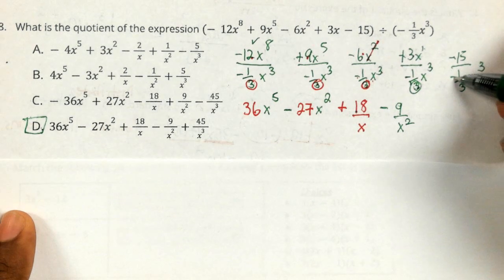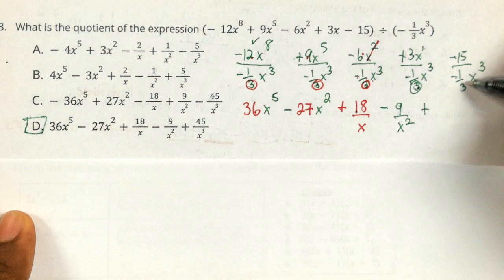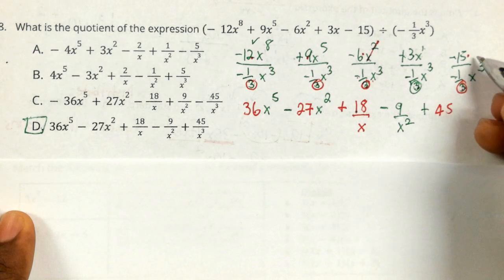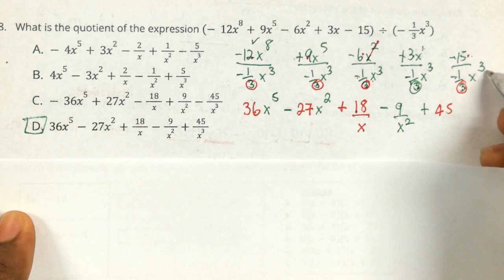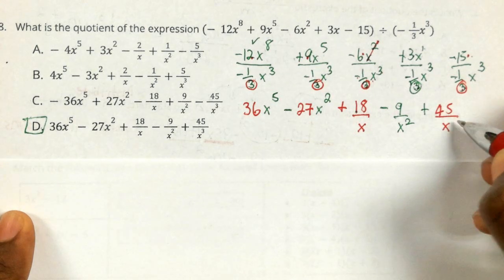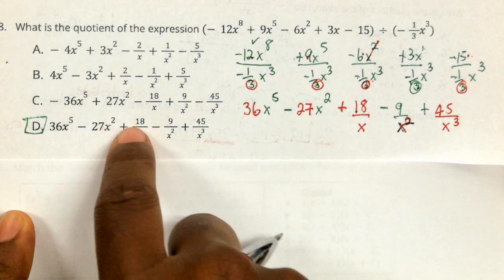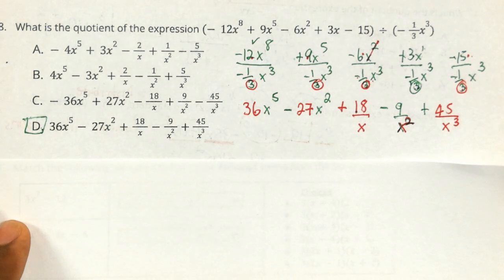Alright? Negative by negative is a positive. Alright? When you divide by a fraction, you multiply the denominator by the numerator. 3 times 15 is 45. We have no x's up here. We have 3 x's down here. So we only have 3 x's down there. Alright? So again, guys, exactly like I stated before. So just like that.